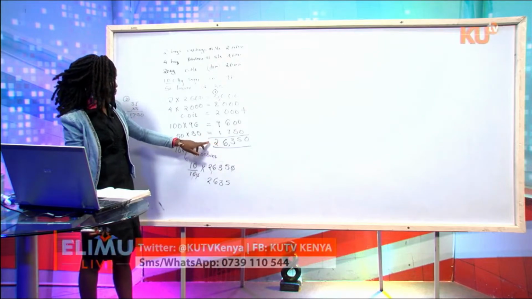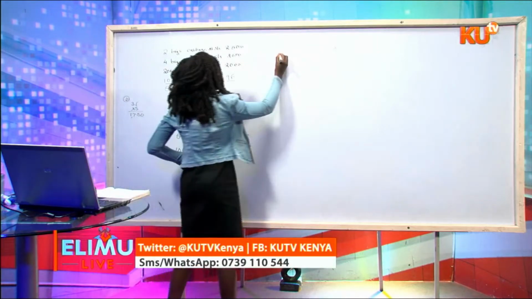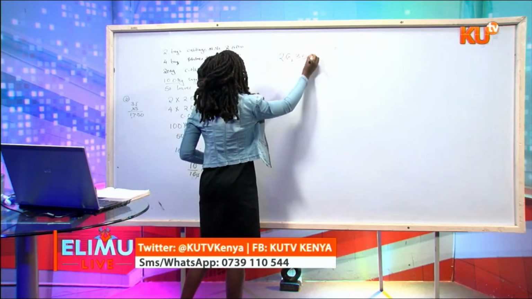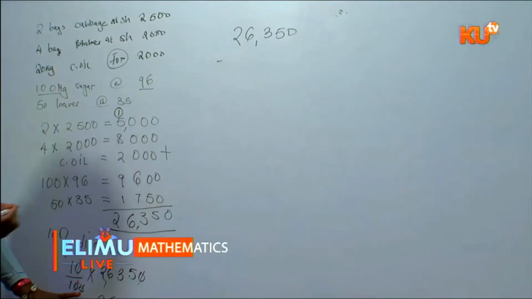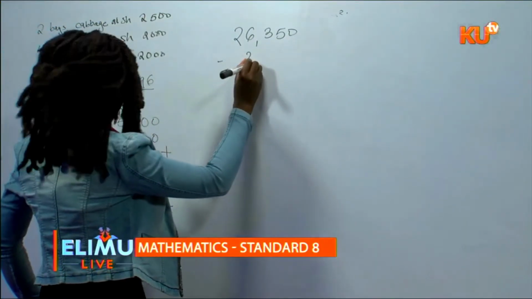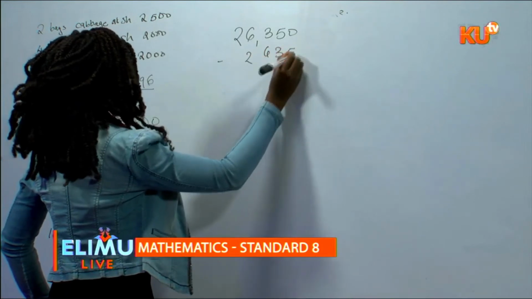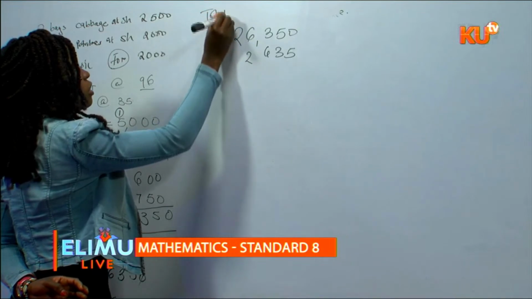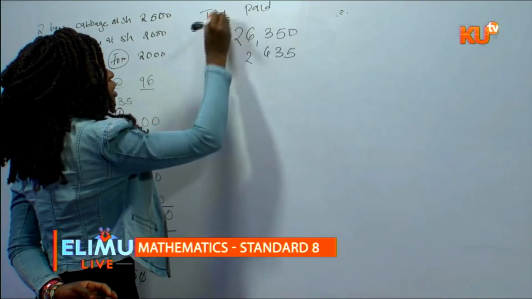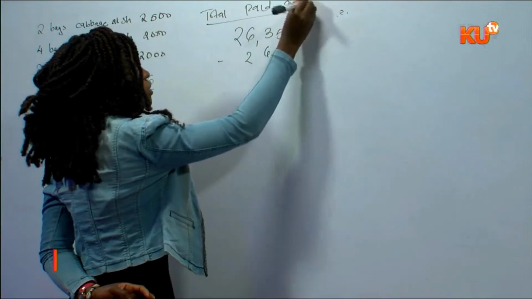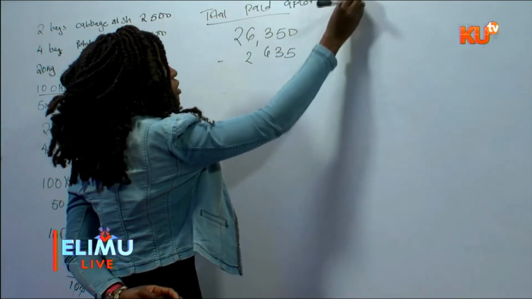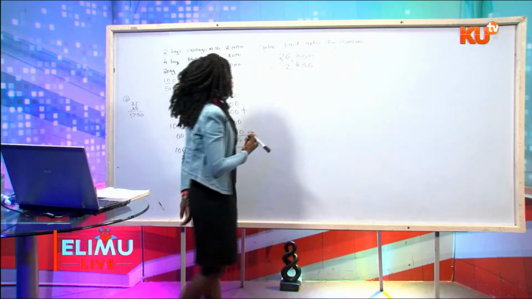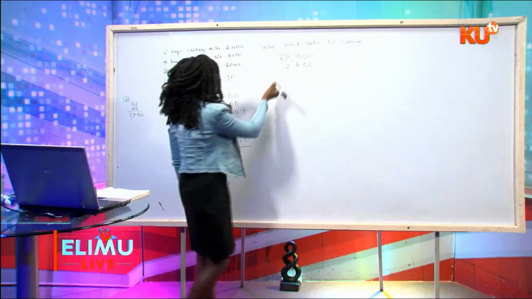If this was the discount, it means that it was subtracted from the total amount that he was supposed to pay. So we take the 26,350, we subtract the discount, and the discount was 2,635. So here we're getting the total paid. The total amount of money that he paid after the discount.